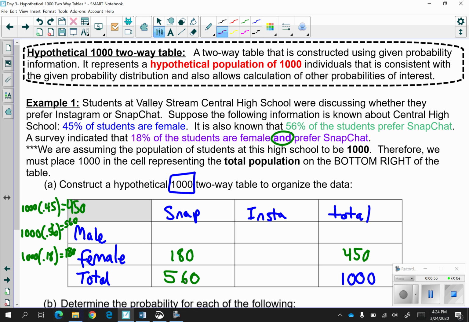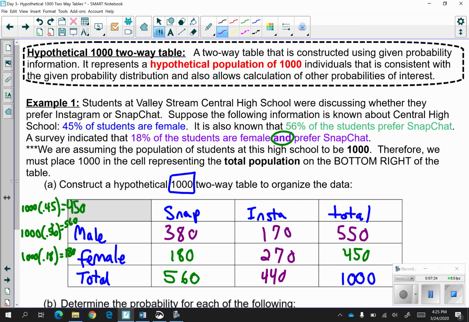So going from left to right, 560 plus what is 1,000 is 440. 180 plus what is 450? That should be 270. And then going vertically, what plus 180 is 560? What plus 270 is 440? And what plus 450 is 1,000? And now you have your table.